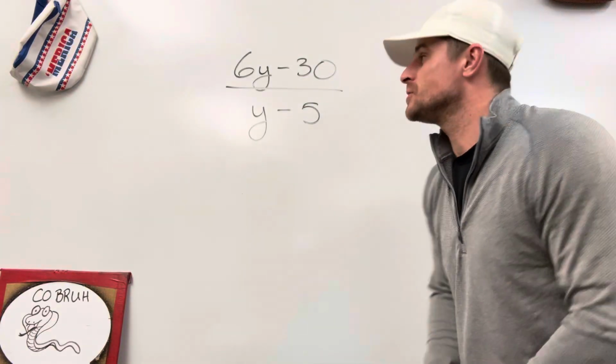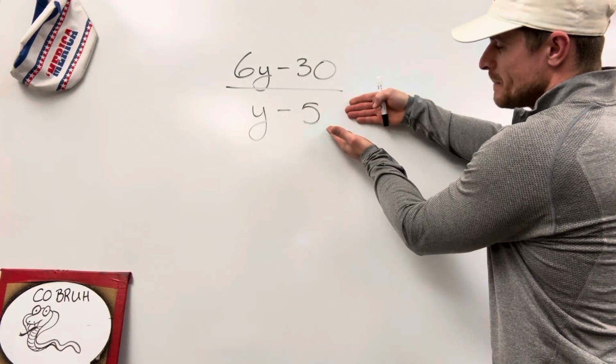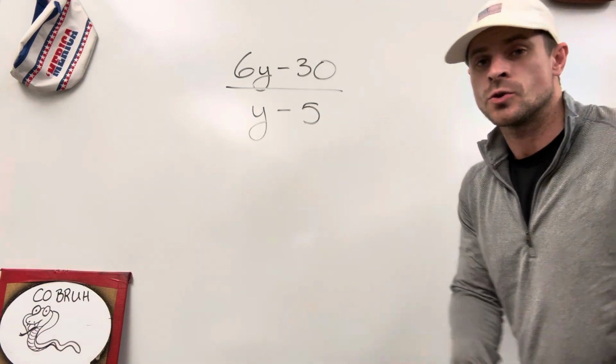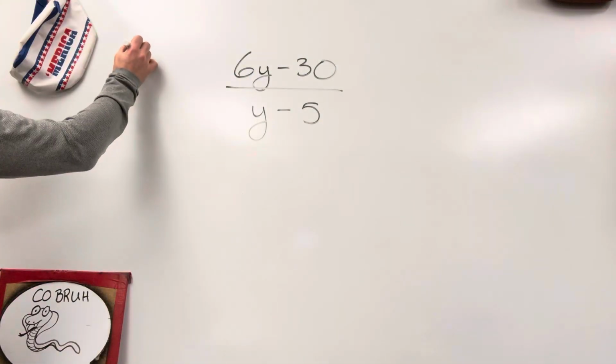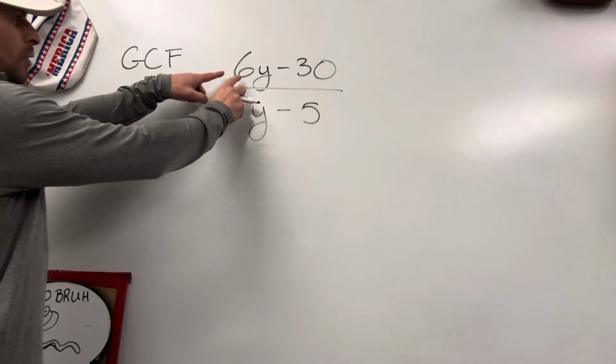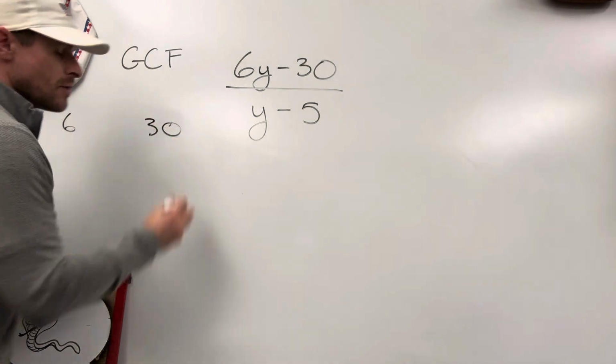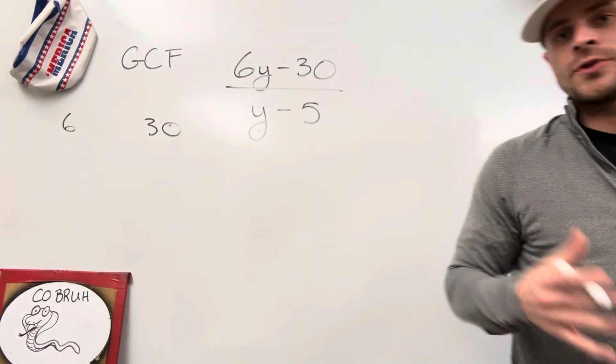All right, in this video, I'm going to teach you guys how to take that binomial, which is in the numerator, divided by that binomial in the denominator. So what we have to do is find the GCF of our numerator, greatest common factor. So we got a 6 and we got a 30. I would tell my students to write those two numbers down. We got to get the factors that both of those have.